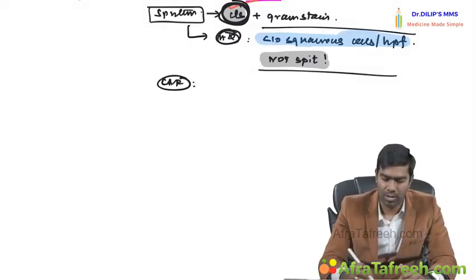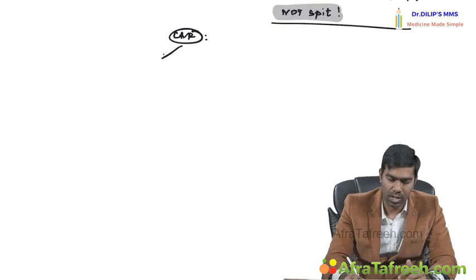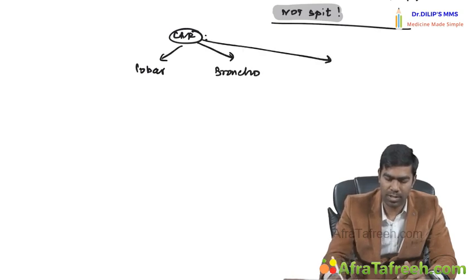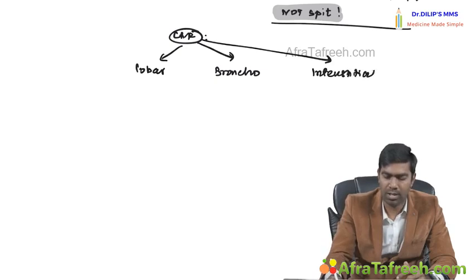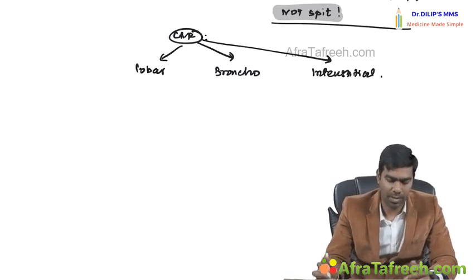Then chest X-ray. In chest X-ray you get different patterns depending on whether it's a lobar pneumonia, a bronchopneumonia, or an interstitial pneumonia. Remember, only interstitial pneumonia in this will come under atypical pneumonia. Lobar as well as bronchopneumonia come under typical pneumonia.